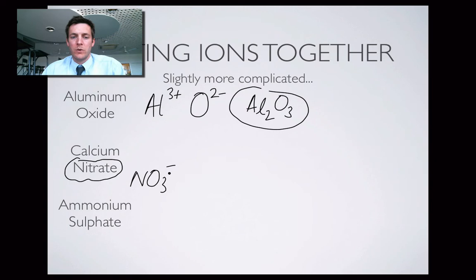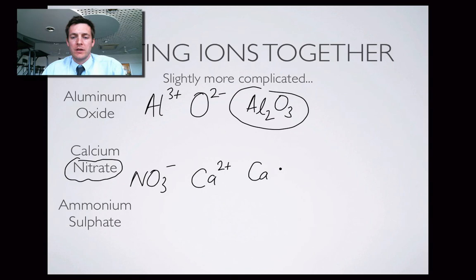So that's to say it's got a 1 minus charge, but there's 3 oxygens and 1 nitrogen. Okay, and in this case it's being put together with calcium 2 plus. Now I've written that one down first because I was talking about it first, but by convention in the formula you always put the positive ion first. So we're going to need 2 of this one to every one of them.